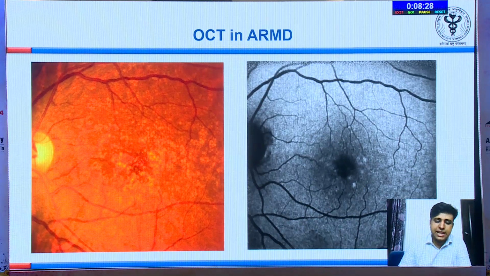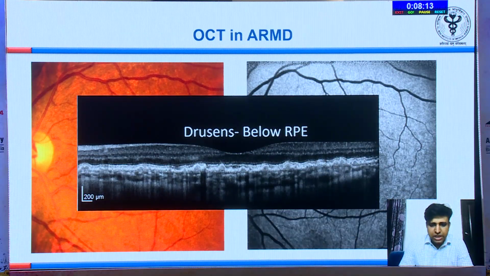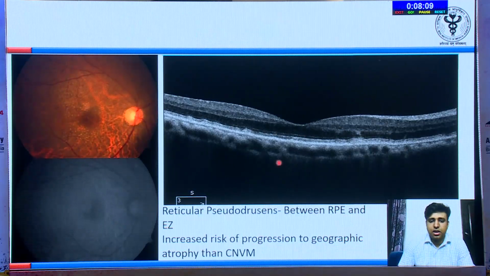Dry AMD is characterized by presence of drusen along with pigmentary changes predominantly at the posterior pole. These drusen are seen as yellowish deposits in the subretinal space, which might be hyperreflective or hyporeflective on the FAF based upon their composition. And when we do an OCT, we can see these homogeneous deposits below the RPE. Reticular pseudodrusen are characterized by deposition of similar material between RPE and ellipsoid zone, and they are known to increase the risk of progression to geographic atrophy as compared to a CNVM.